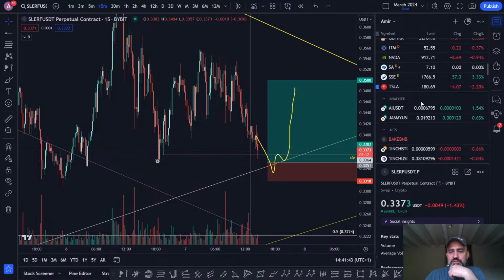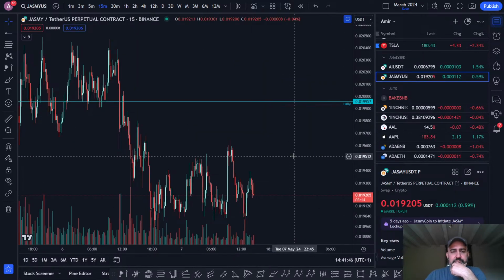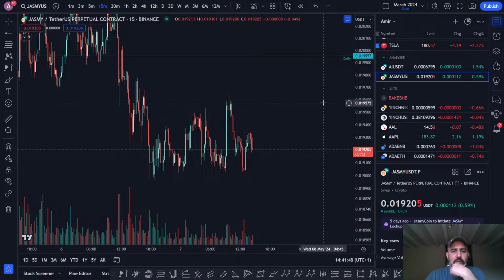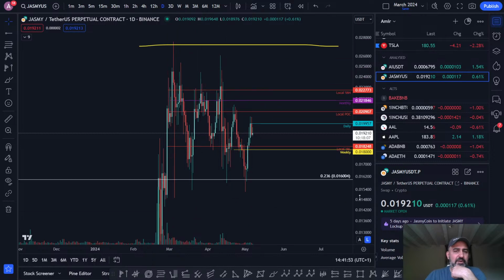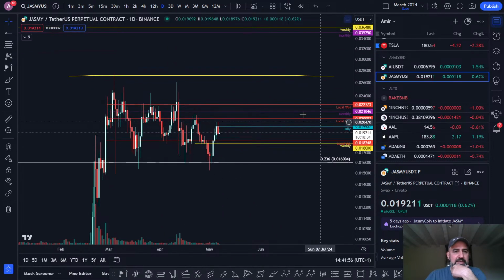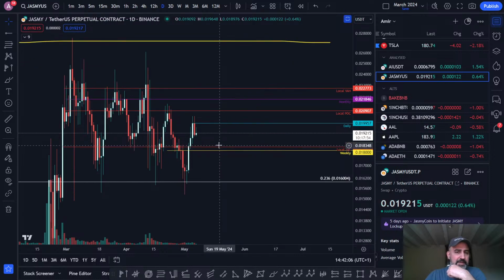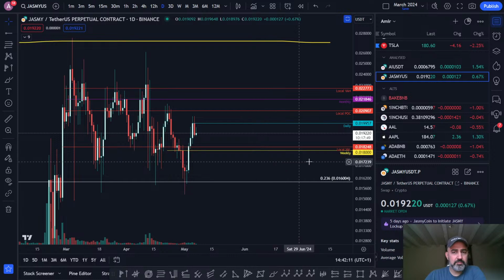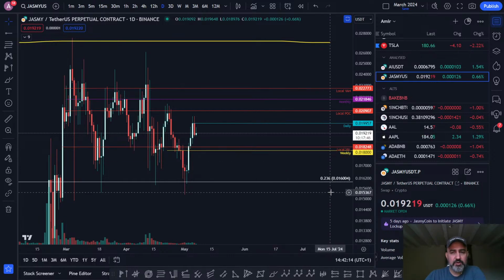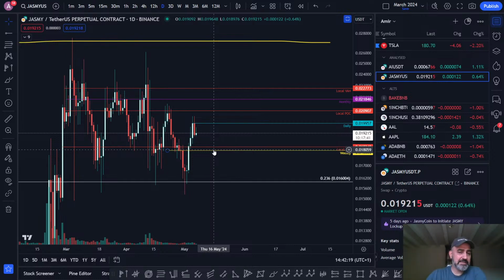So going back to JASMY, I think we're seeing a very nice flat correction above this 236. This is called reaccumulation. We're in the value area, and a really good place to buy would probably be the value area low, because that's also a weekly level. That's probably at about 0.0182 thereabouts. Probably a good place to pick this up if you're looking to add.